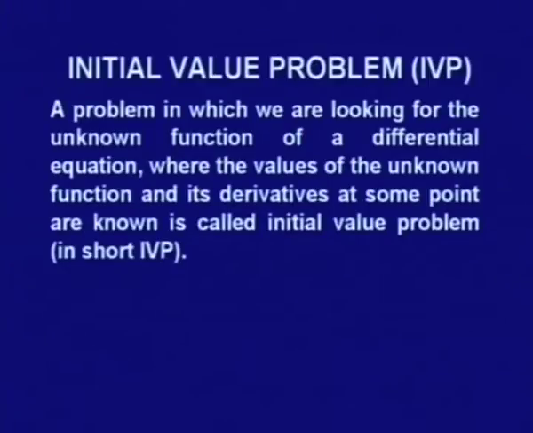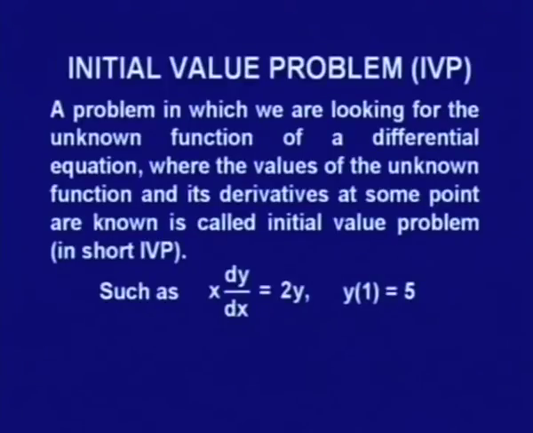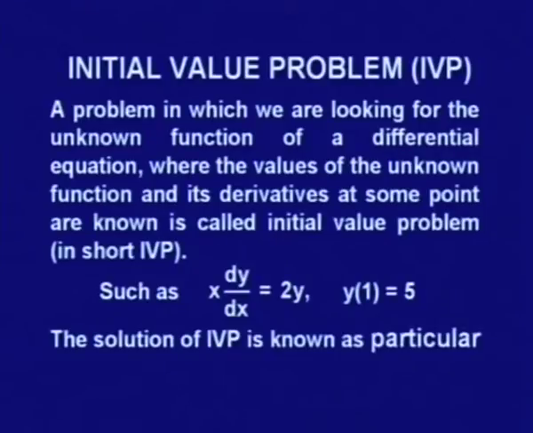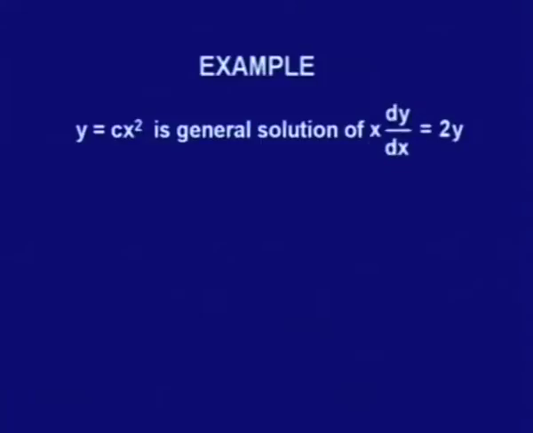Say, for example, the equation x times dy over dx is equal to 2y. If I incorporate one extra condition, that the function value is 5 at x is equal to 1, this is called an initial value problem. A solution to the initial value problem is known as a particular solution. So, now let us see this with the help of an example. Just now we had seen that y is equal to cx square is the general solution of x times dy over dx is equal to 2y.